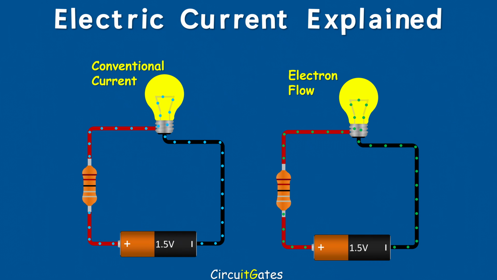When doing electrical work, know which current you are using. Electron flow is good when understanding how electronic components like diodes work. And conventional current is good when doing electrical calculations, because you will be mostly working with positive numbers.